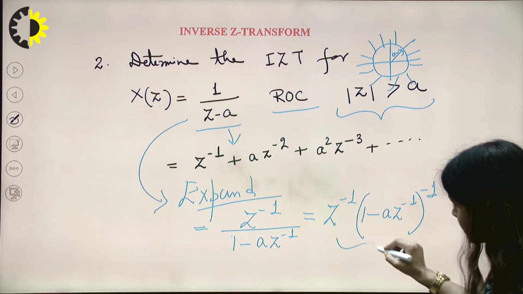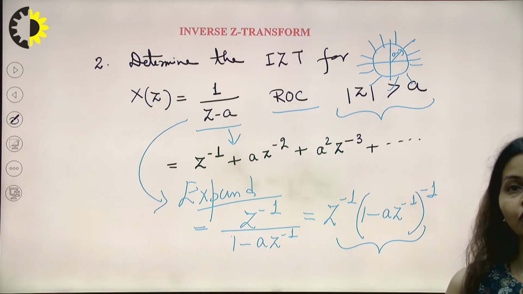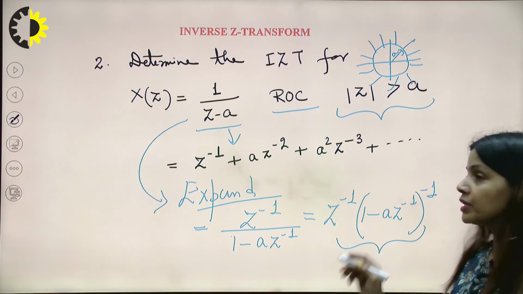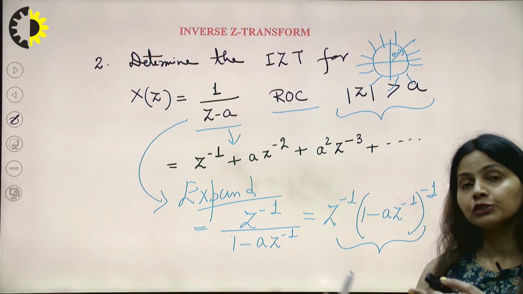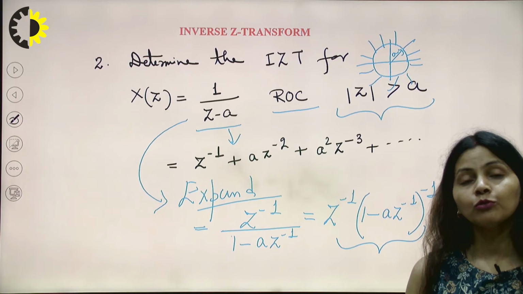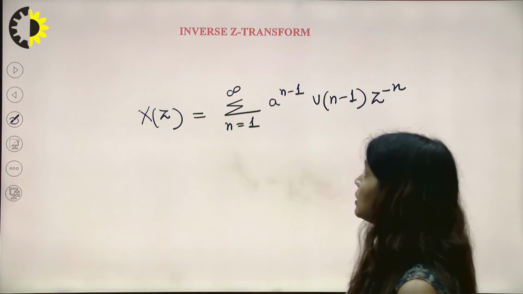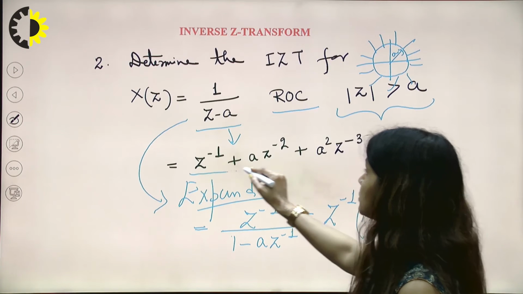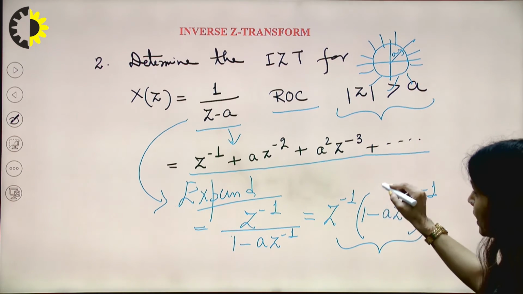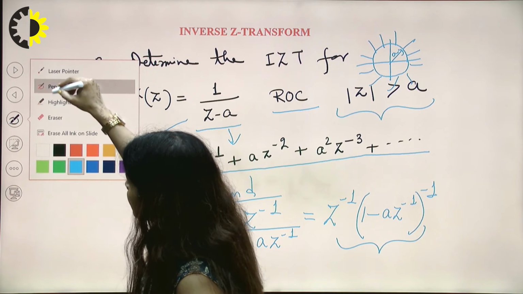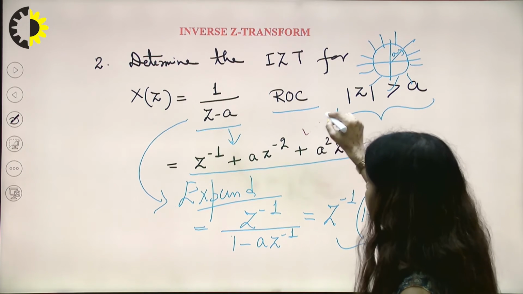If I convert it into this form, then I can write the series for the given function, and that would be 1 plus a z inverse plus a square z raised to the power minus 2 and so on, and multiplying z inverse with all the terms. So I get the expansion in this form: z inverse plus a z raised to the power minus 2, plus a square z raised to the power minus 3, and so on. We apply the series expansion and get this result.